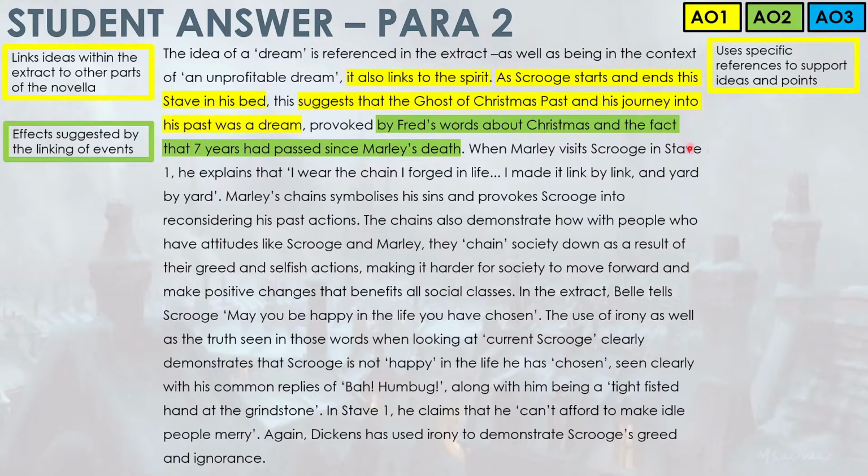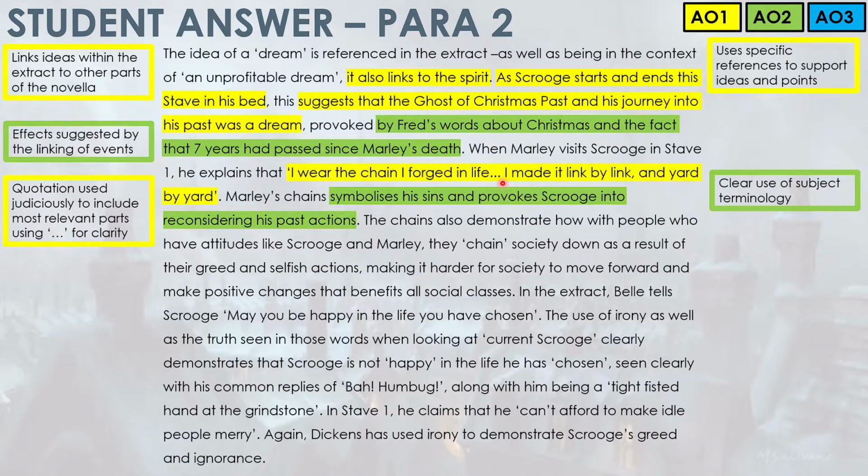So then we've got these linking of events between Fred's words about Christmas and the fact that seven years had passed since Marley's death. Sorry, the person here is thinking about the effects of language, but doing it through the linking of these two events. Then we get this quote, and again here, the way that they've used the ellipsis to create a bit more clarity makes it very, very helpful for the examiner, and also shows that you know it well.